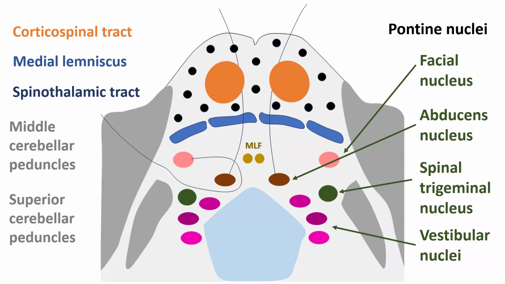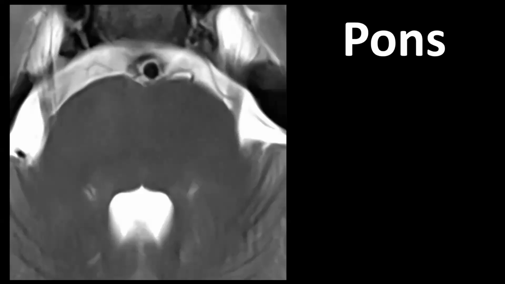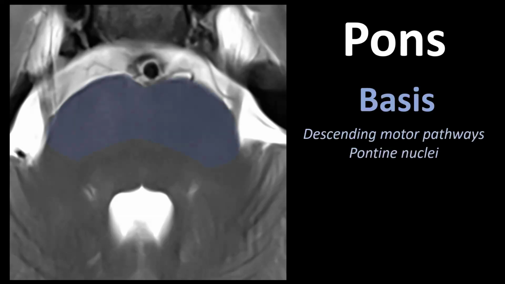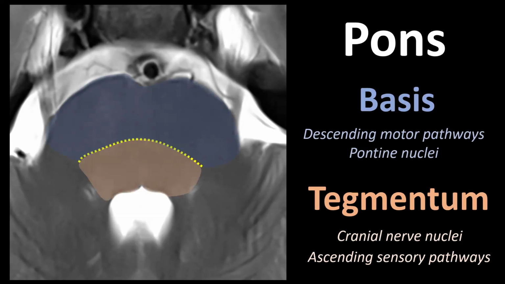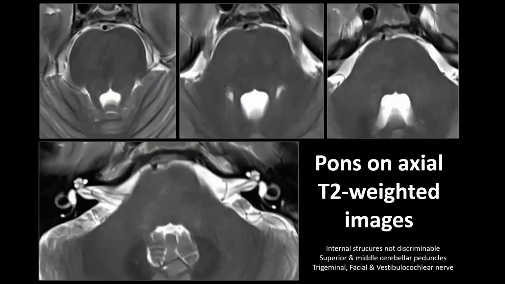And we have the superior and middle cerebellar peduncles. Okay, let's now look at images. Once again, if we just look at an axial T2 weighted image, there's little we can really recognize from all these white matter tracts and nuclei, but we will be able to recognize more than you'd expect. So in the basis, we have the descending motor pathways, and in the tegmentum, we find the cranial nerve nuclei and the sensory pathways. Let's start with that.